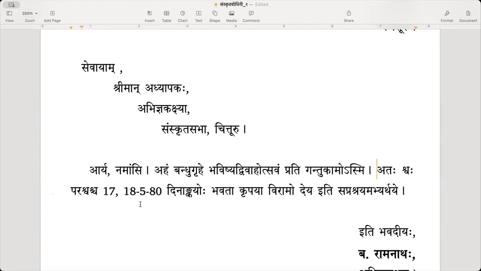So, ataha shvaha parashvaha cha 17 and 18 dinanka yoho bhavata kripaya viramaha deyaha. This is a typical way of asking for leave. So kindly give me permission to go. Bhavata kripaya viramaha deyaha, leave has to be given by you. Iti saprashrayam abhyarthaye. I request you with great humility, saprashrayam.